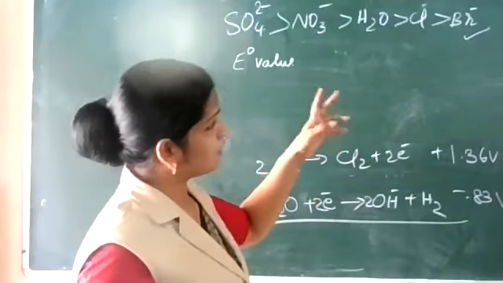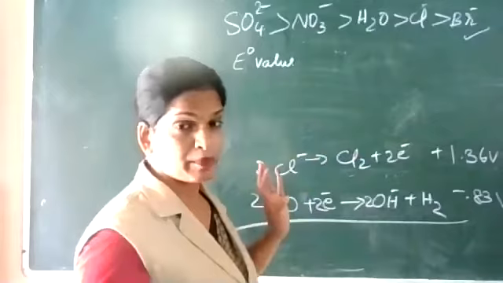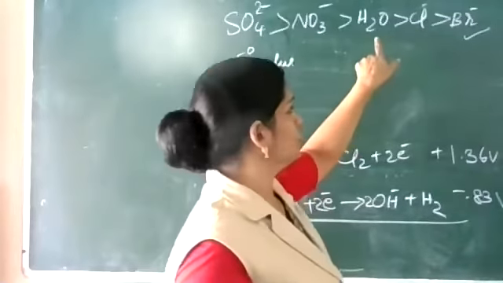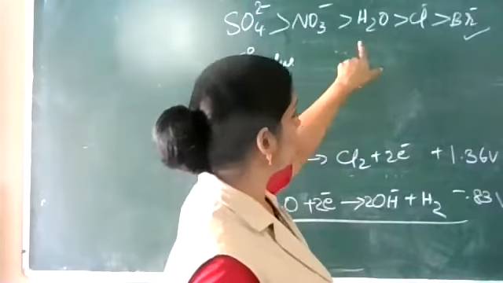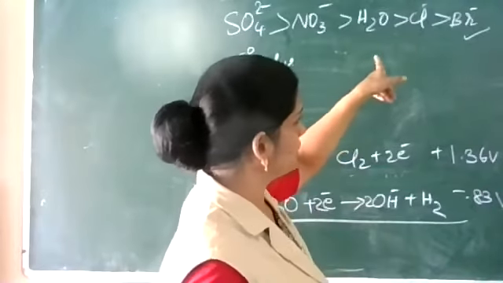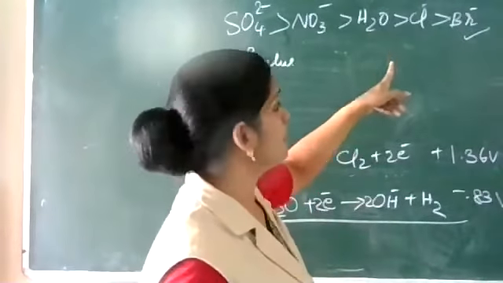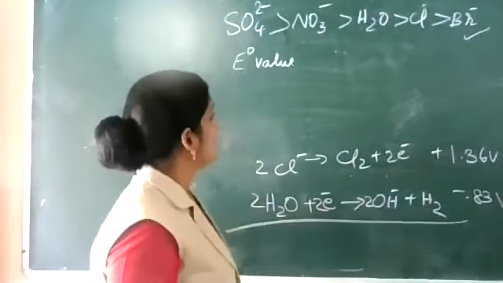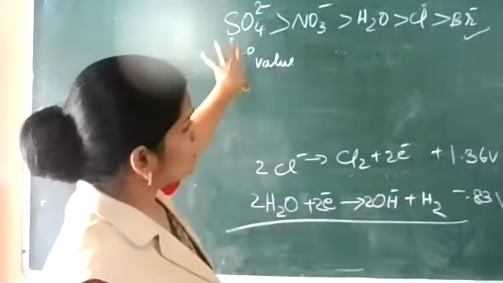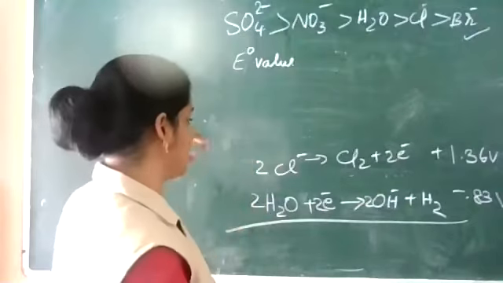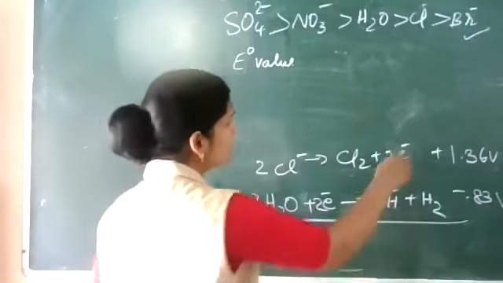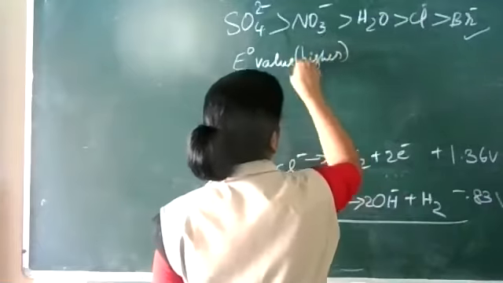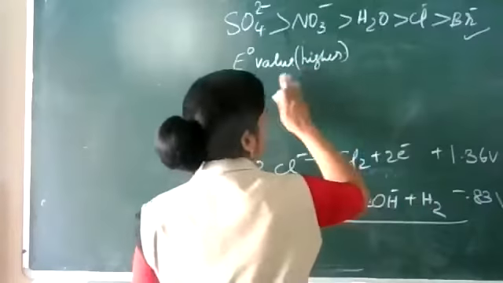If Cl minus is there and Br minus is not there, then the comparison is between water and Cl minus. Water and Cl minus. Water and Br minus. So this is the decreasing order of E not value. The E not value is lower here, and the E not value is higher here. This is a trend.